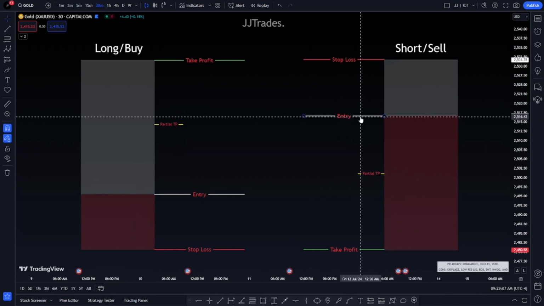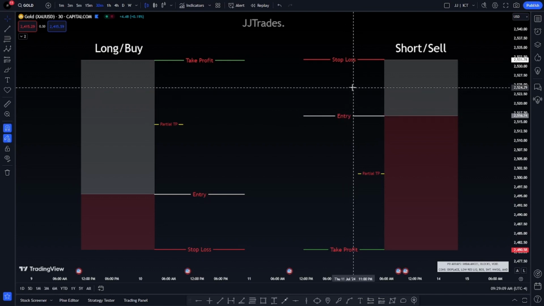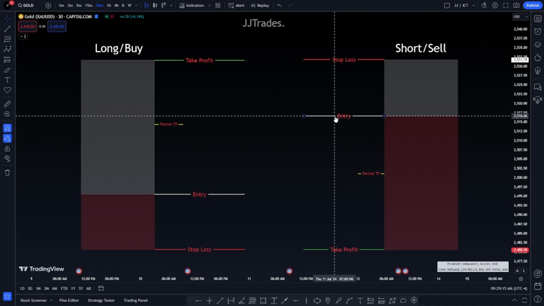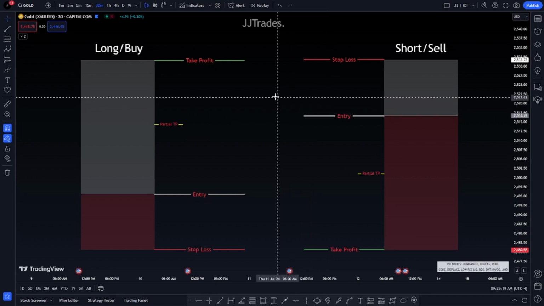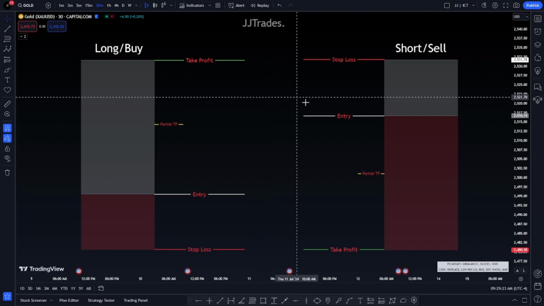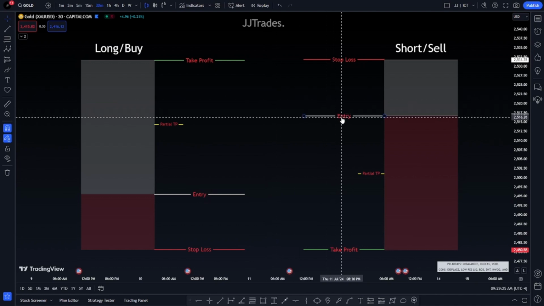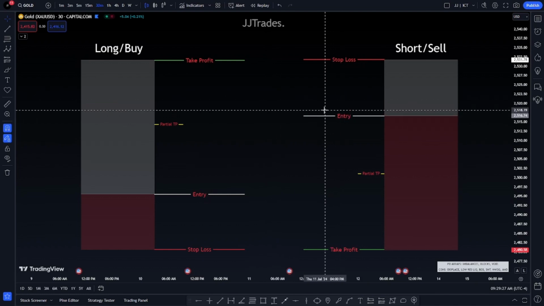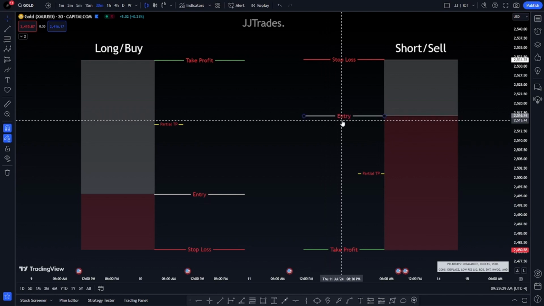First things first is you have your entry. Your entry is basically the point in price that you take your position at. So your entry is the entry price of your position. It can be $200, $150, $2,000, $20, whatever. That is your entry price for that position. It can be a buy or sell, but that is your entry price for your position.